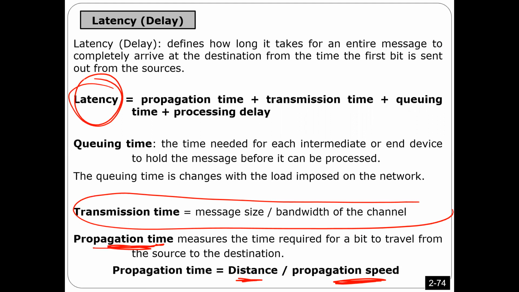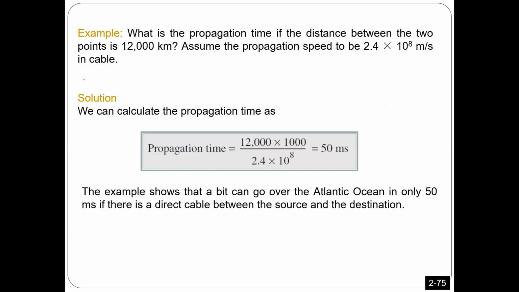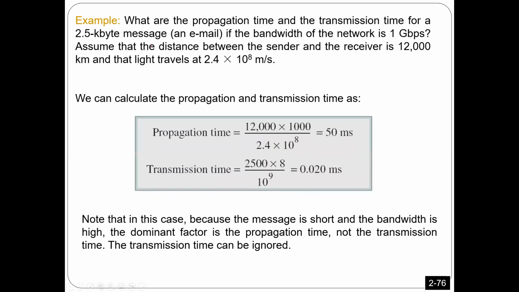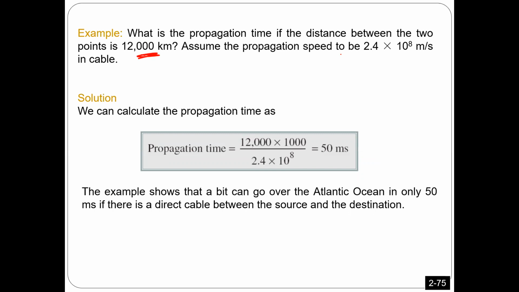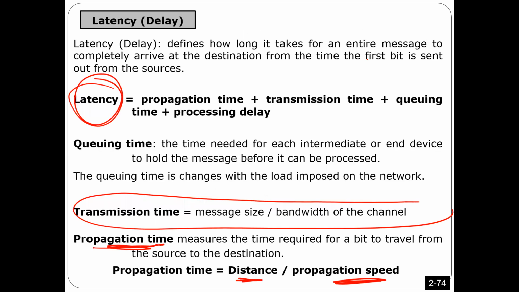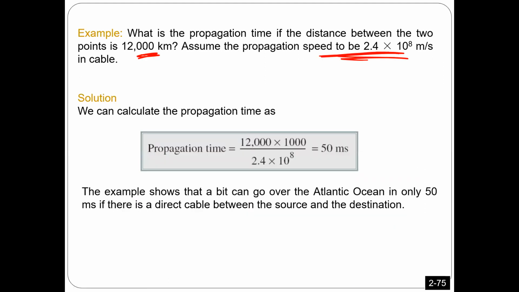When you transmit a packet, the packet will be delivered after a certain delay. I give you some numerical example here to understand the idea. Here I'm asking you to calculate the propagation time or propagation delay. I give you the distance, and I also give you the propagation speed. You just plug in the formula. The propagation time is the distance divided by the propagation speed. So I just plug in, and I found it's going to take 50 milliseconds.